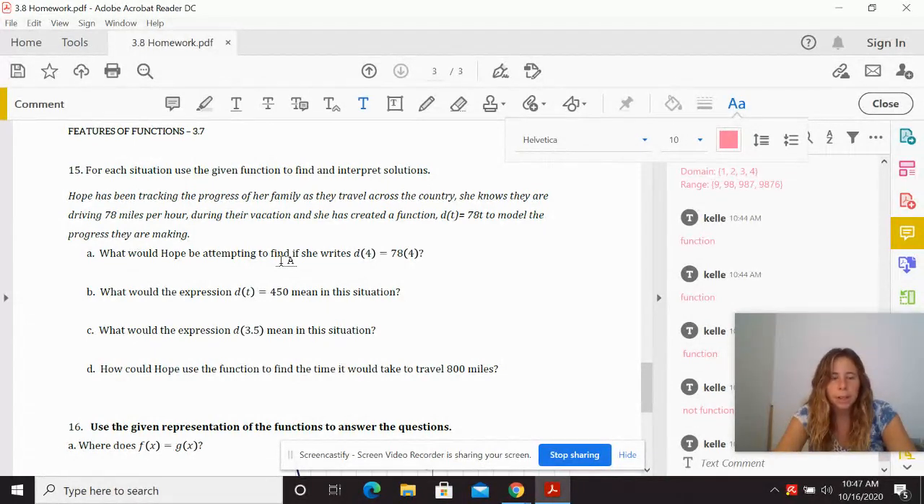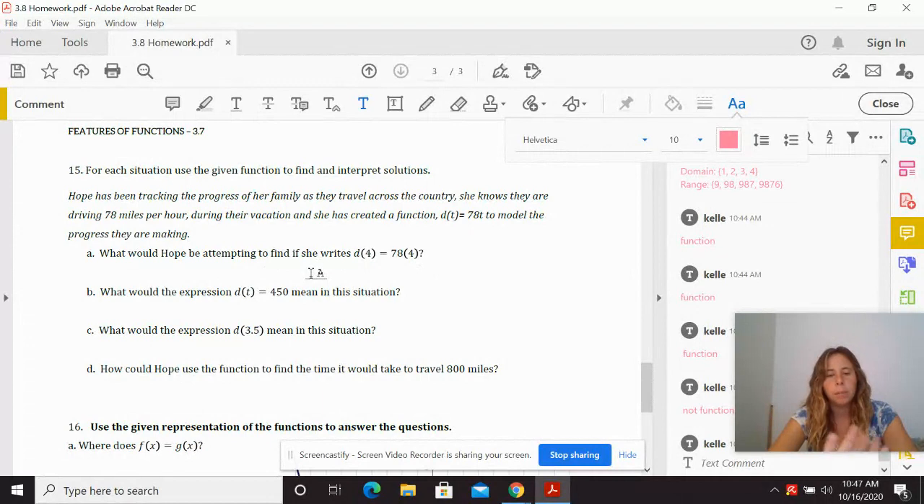She knows they are driving 78 miles per hour, and she has created a function, D of t equals 78t. So this is very similar to the homework problem from Thursday, where she made a function for how far she walked. So now instead of walking, they're doing driving. So what would Hope be attempting to find if she writes d of 4 equals 78 times 4?